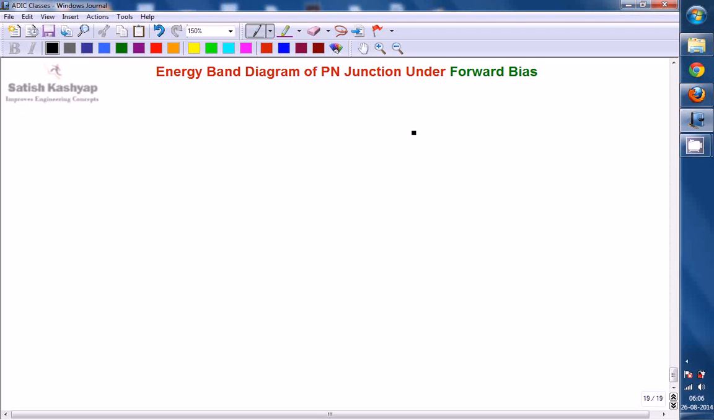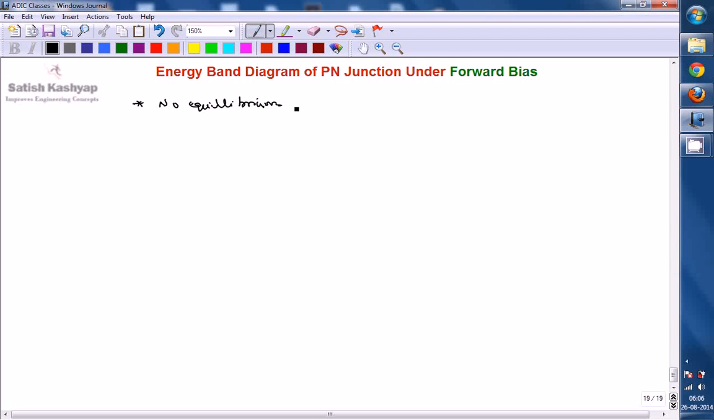Now we will discuss the energy band diagram of PN junction under forward bias. Last time what we have seen is the energy band diagram of PN junction under open circuit. The important point is, under open circuit an equilibrium situation is found, but no equilibrium is going to be established under forward bias. So as there is no equilibrium situation, no equilibrium is going to be established.